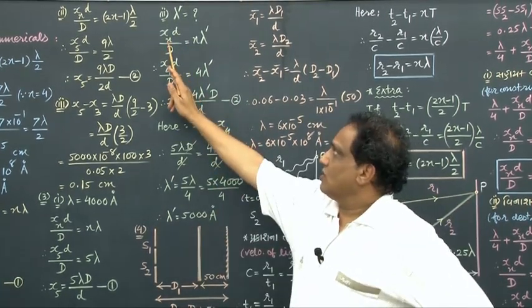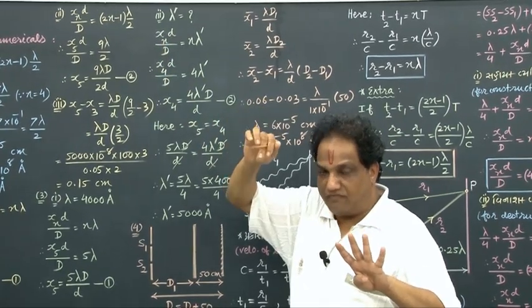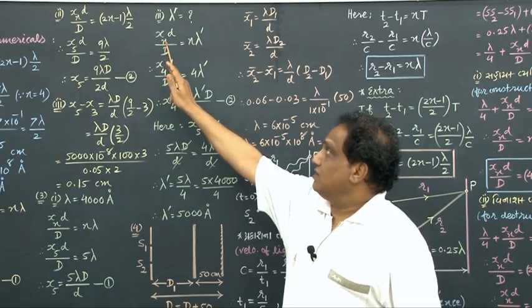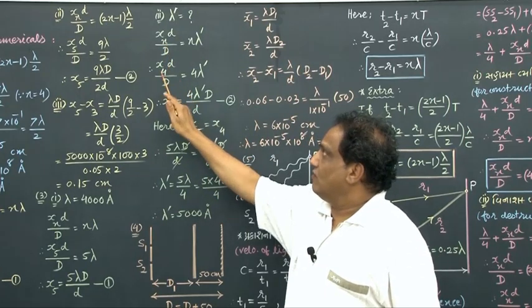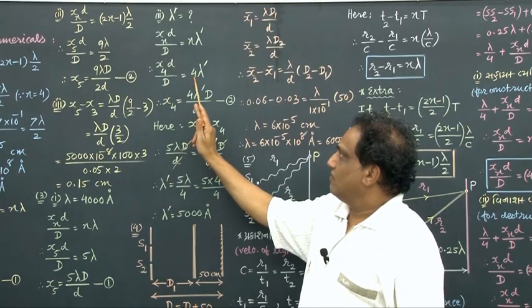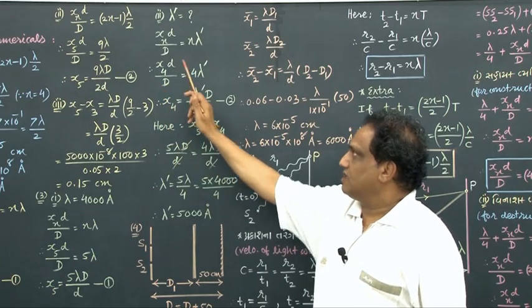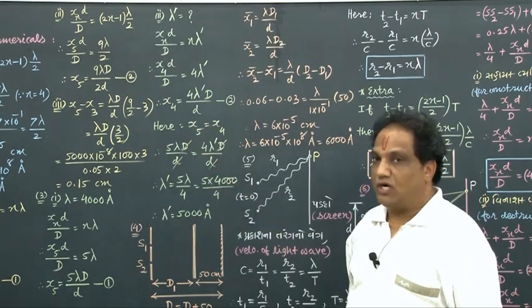Lambda dash is the wavelength of the new light which we have to find out. Because they are talking about the fourth order bright fringe taking place at the same point mentioned earlier, you should write n equal to 4. Fine. Now x4 d upon D should be equal to 4 lambda dash. Find out x4: transfer this capital D, transfer this small d. Give it equation number 2.